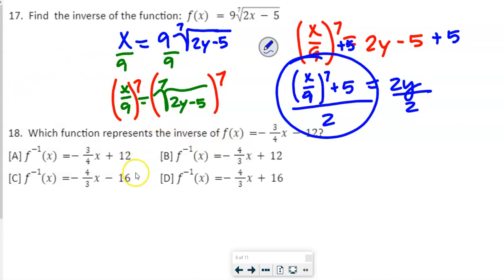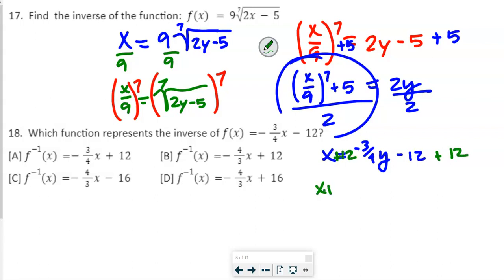All right, so the next one says which function represents the inverse of negative 3/4 x minus 12. Now, I emphasize this a lot with my class: if the slope is negative, it's going to stay negative, because we got to get a value here that's a positive 1. Okay, so the very first thing I'm going to do again is swap my x and y. So I'm going to say x equals negative 3/4 y minus 12. So we're going to add 12 to both sides.